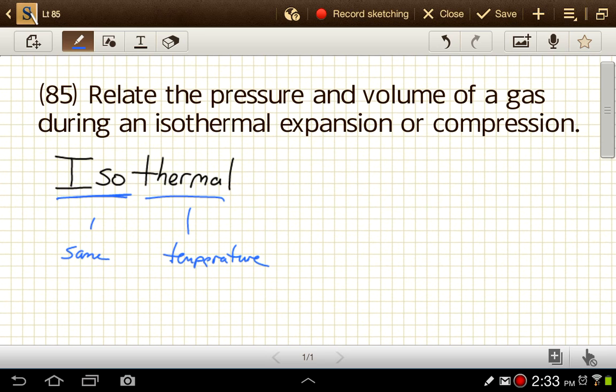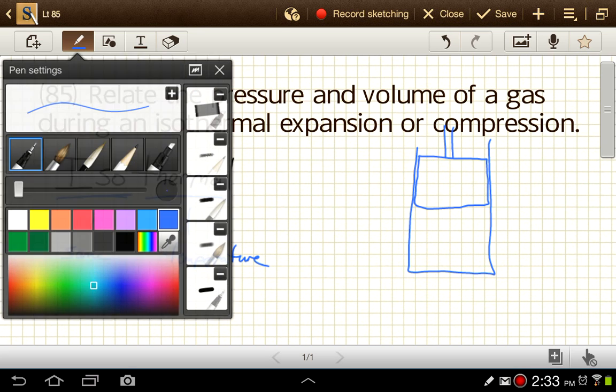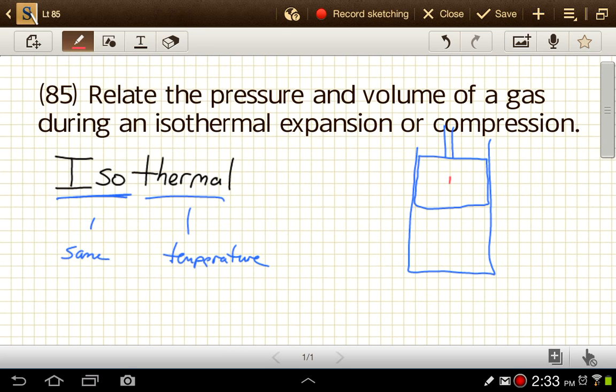So in an isothermal expansion or compression, typically we picture this as some gas contained in a container underneath a piston. And then in a compression, of course, the piston would be moving downwards. We have some work that's done on the gas, compressing that gas. Or in an expansion, that piston would be moved upwards, and the gas would be doing some work on the piston. But in either case here, we have to have fairly slow changes for it to be isothermal.